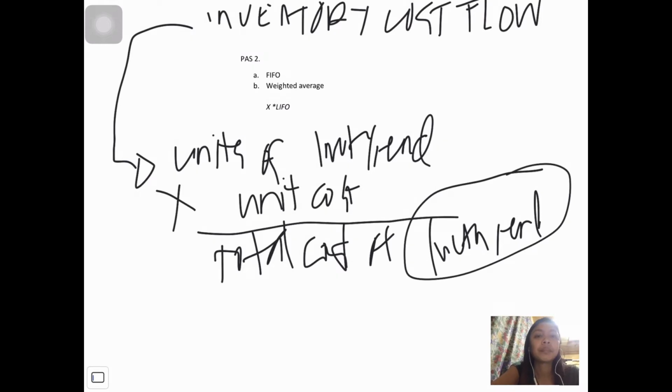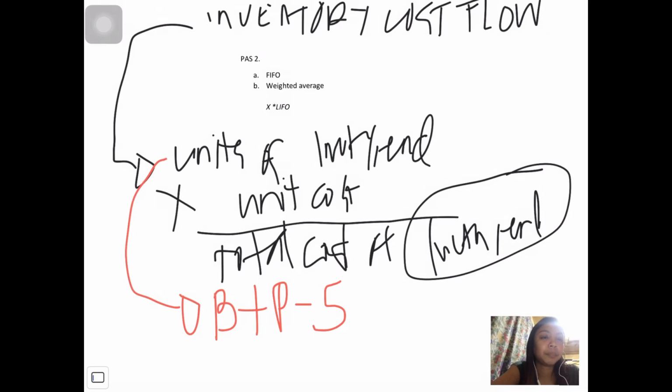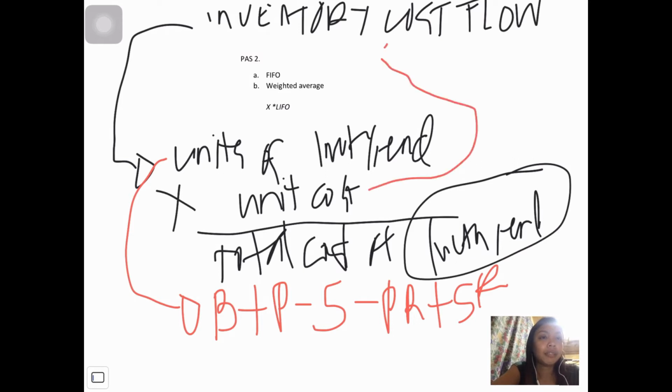How to get the units of inventory end? It's beginning units plus purchased units minus sold units minus purchase return units, then plus sales return units. So that's it. Our unit cost is given here by PAS 2. We can use first in, first out, and weighted average. Before, there was LIFO, last in, first out, and this is not applicable now.